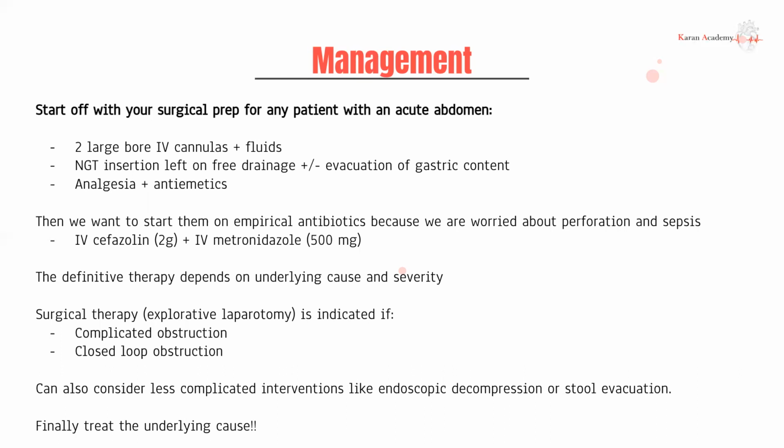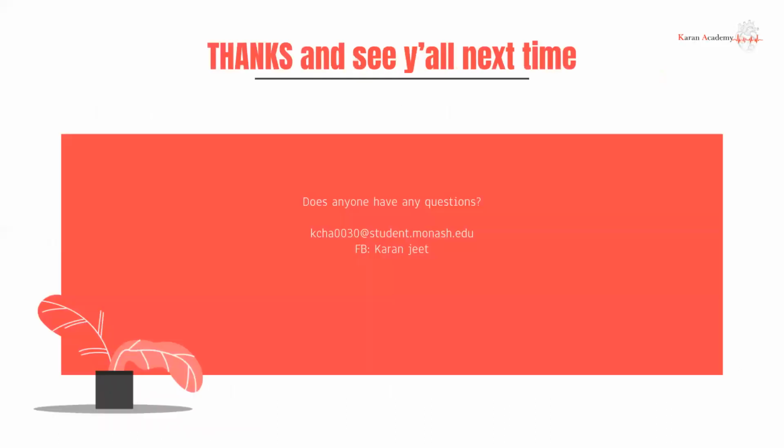And then the final principle would be to treat the underlying cause. So if they have adhesions, in most cases, we don't do anything for the adhesions, but we can do something called adhesiolysis, or basically dissolving these adhesions. As we said, treat the hernias for large bowel obstructions. If there's a volvulus, correct that surgically. If there's a colorectal cancer, please look for it as well.